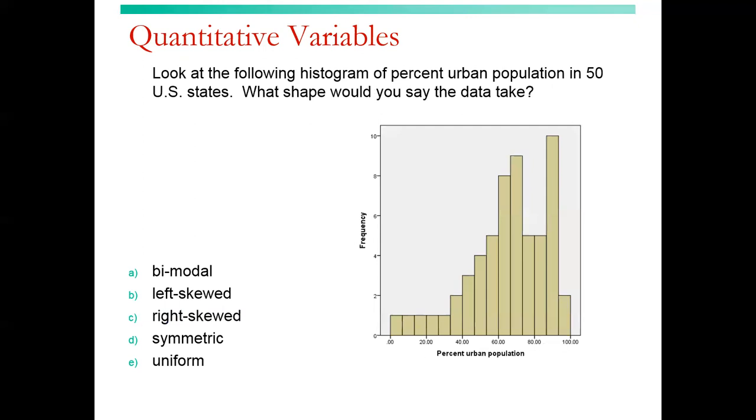Looking at the following histogram of percent urban population in 50 US states, what shape would you say the data take? The data has a slightly bimodal shape, but it has more of a tail. And that tail, the side with less information, is pointing to the left. So this is a left skewed histogram.